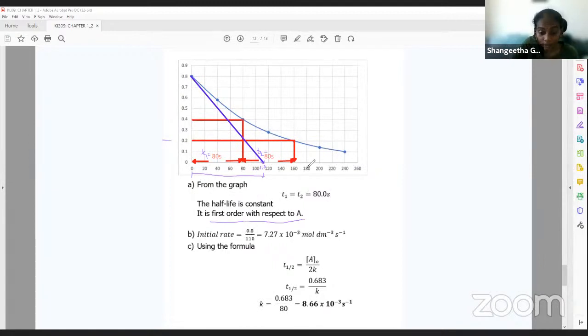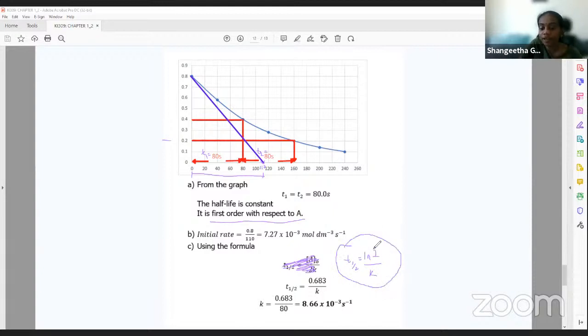Now for the final part of the question, there's a typo here. In your notes, just ignore this part. In fact, what we have derived just now is T half equals ln 2 over k. Now that you know from the first part of the question that this is a first order reaction with respect to A, when you want to find the rate constant k, you can use this expression.